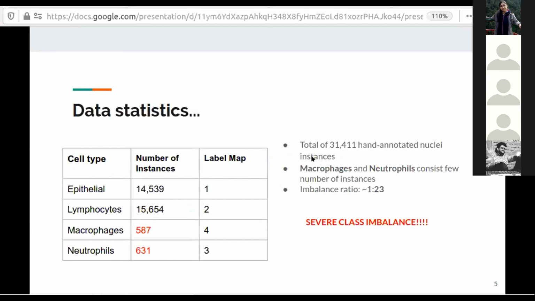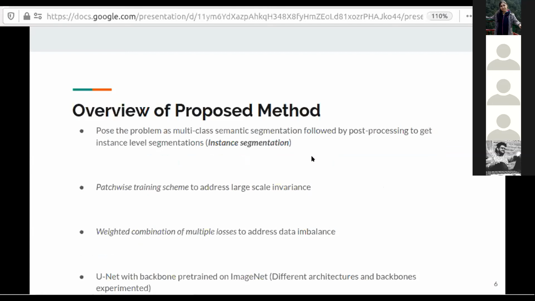To make it more challenging, the data set also had a large imbalance between the 4 classes. The ratio between the highest number and the lowest number of cells was almost 20. So there was a severe class imbalance in the data set as well. In order to address these challenges, we initially posed the problem as a multi-class semantic segmentation problem, followed by post-processing to get the instance level segmentations for each of the classes.